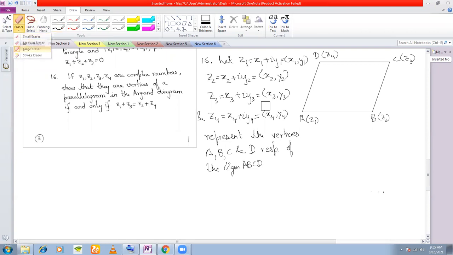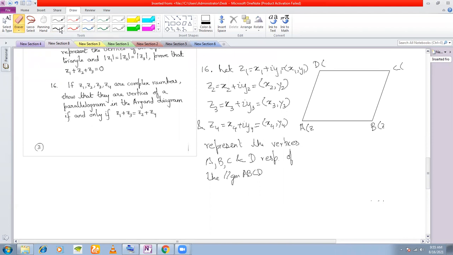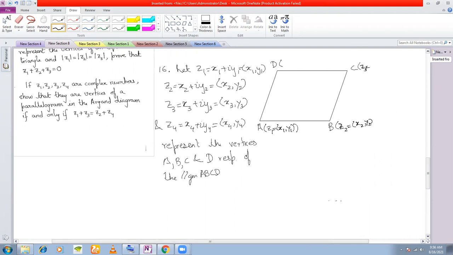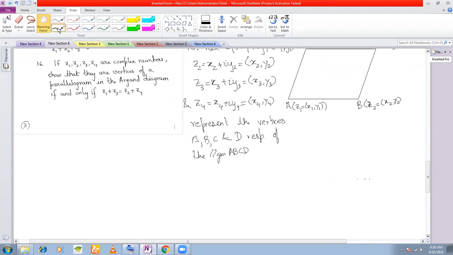So I have taken this as Z1, Z2, Z3. Therefore, let me write this here. Z1 is equal to X1, Y1 I have taken. Z2 is equal to X2, Y2 I have taken. Z3 is equal to X3, Y3 I have taken. And Z4 is equal to X4, Y4 I have taken, right? So these four are the vertices that I have taken.